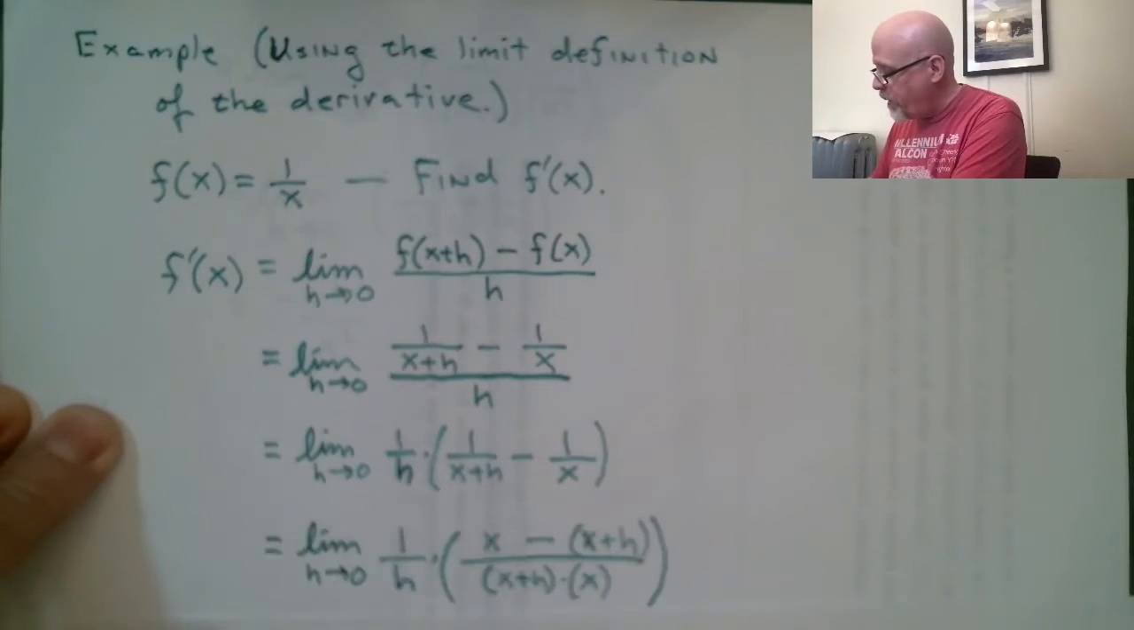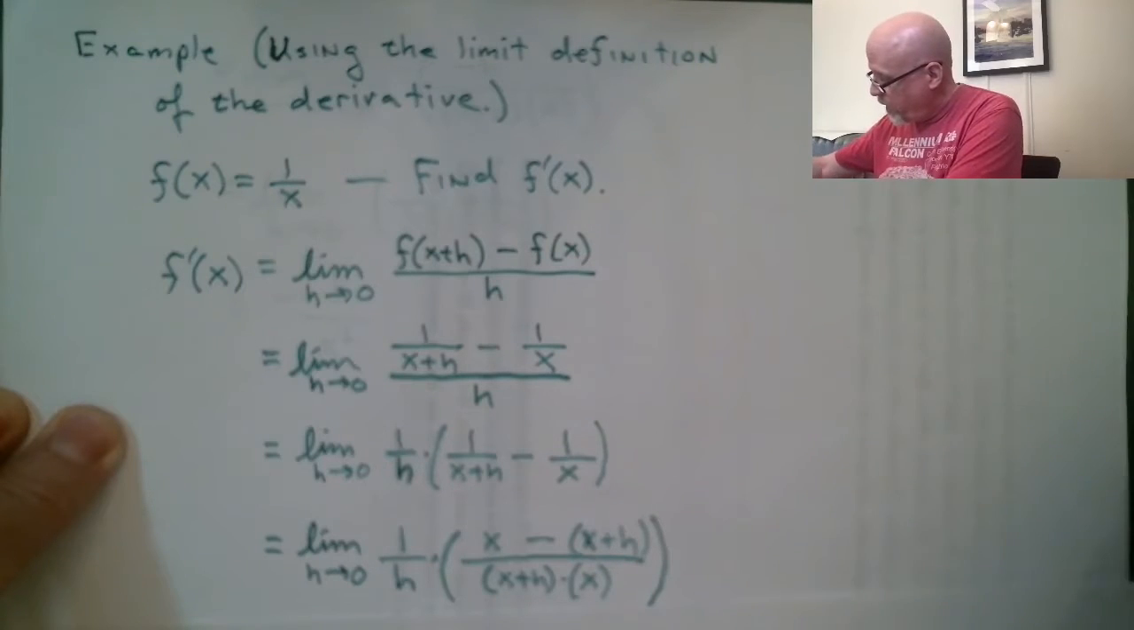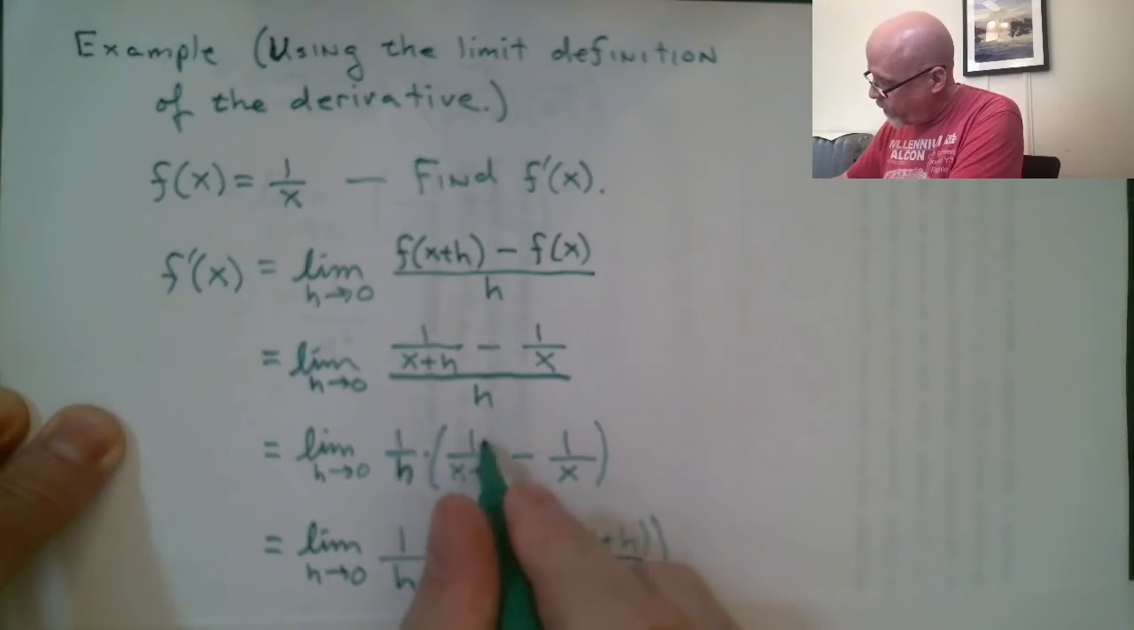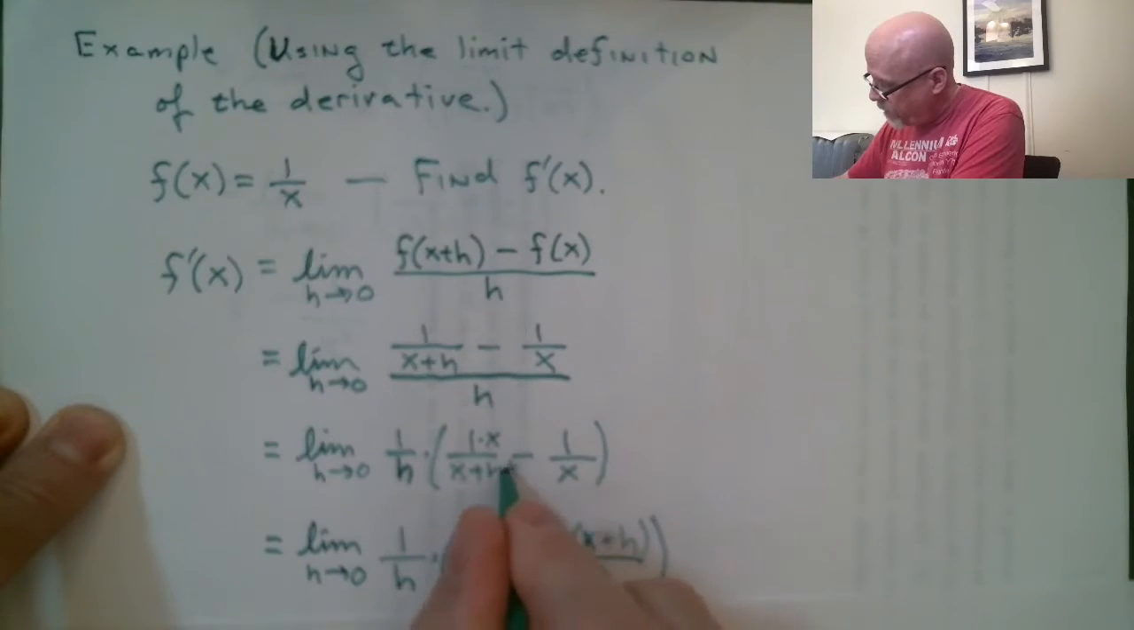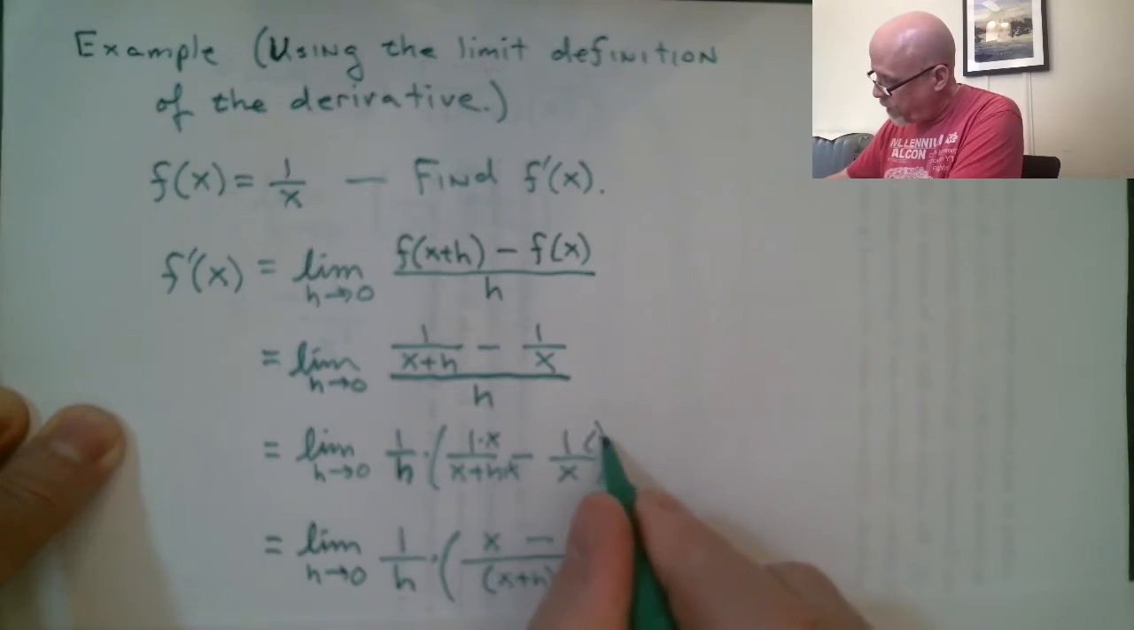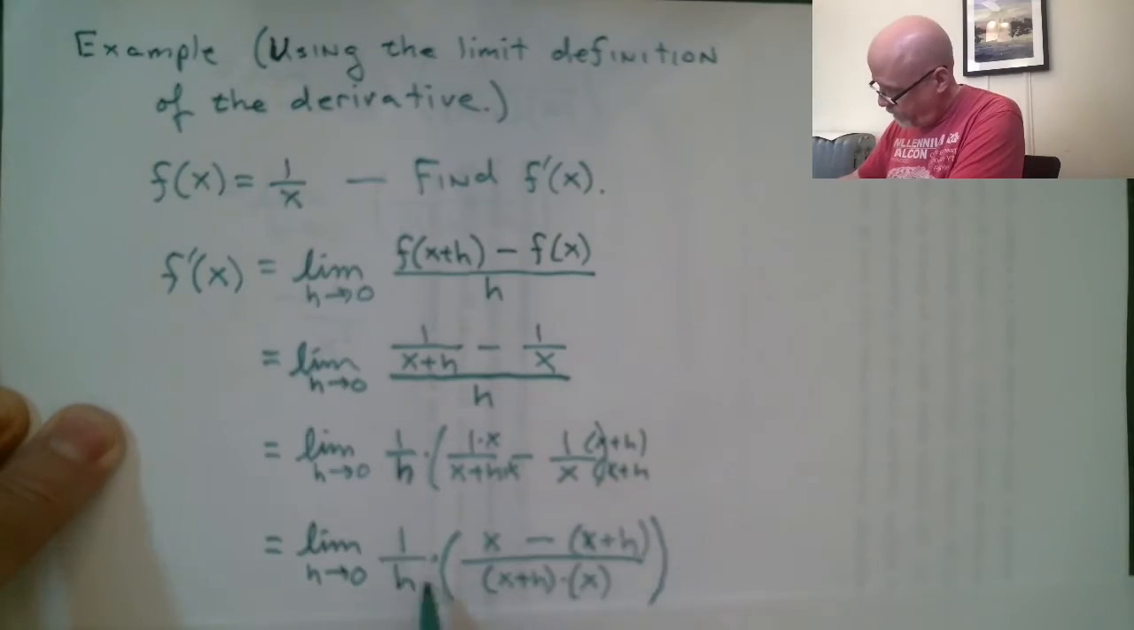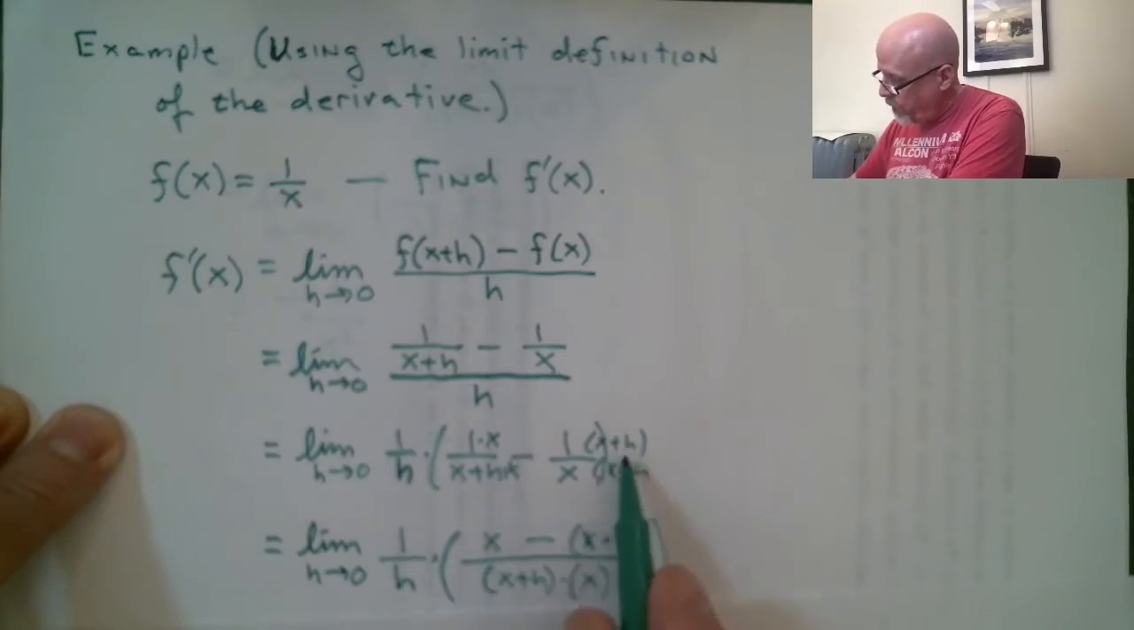You find a common denominator, which is the product of the denominators of the two fractions, x and x plus h. How did that actually happen? To make the denominator the product of those two things, I need to multiply the one on the left by x in the top and the bottom, and the one on the right by x plus h in the top and the bottom, which is what I've got here. The numerator of the left-hand fraction becomes x. The numerator of the right-hand fraction becomes x plus h. Now both have the same denominator, the product of those two things.